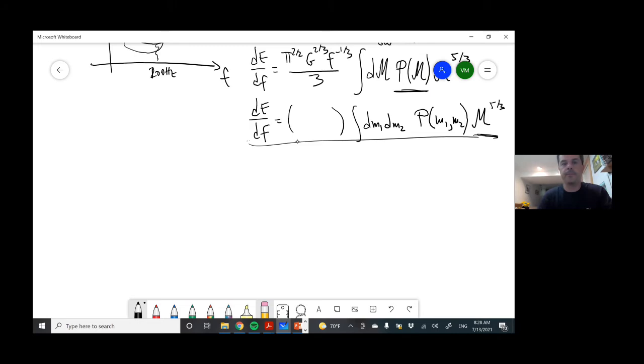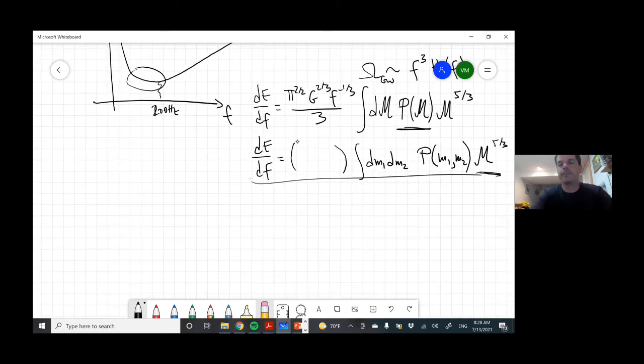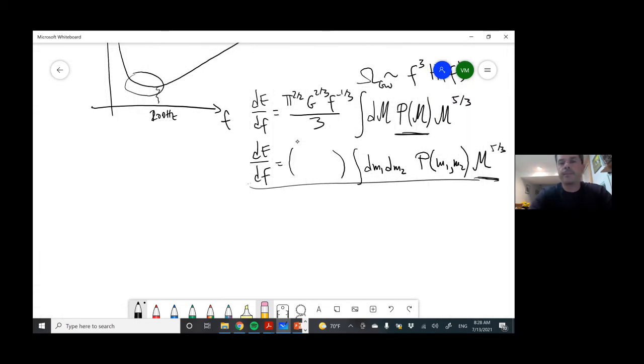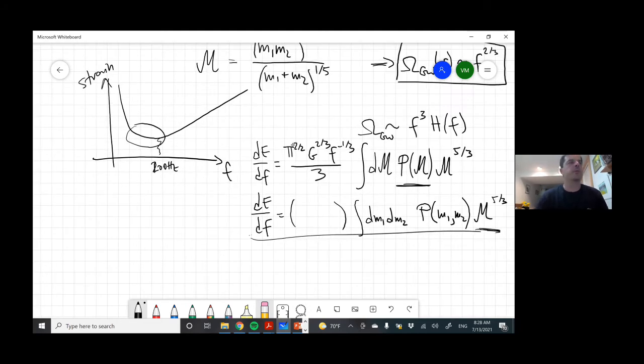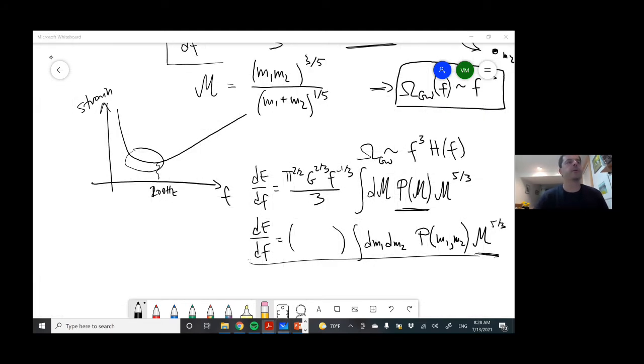Okay, well, I have a question myself. One is about this argument about why the merger and ringdown does not matter. You said that the omega goes as f cubed times the h of f. So I would have thought that this would basically amplify the high frequency part. How can I see that the high frequency part is not contributing?